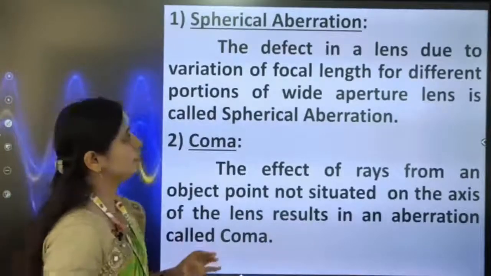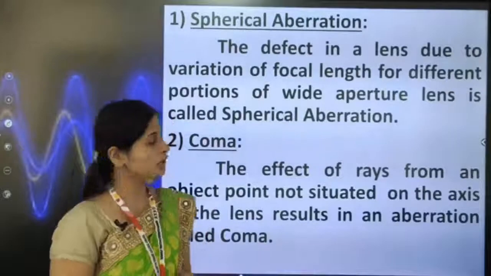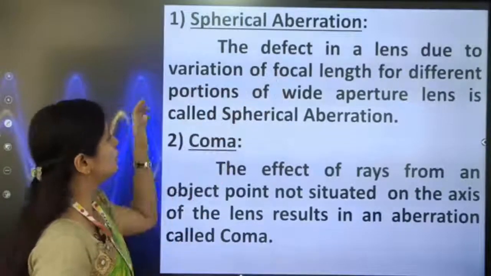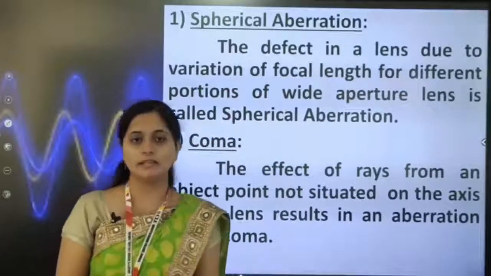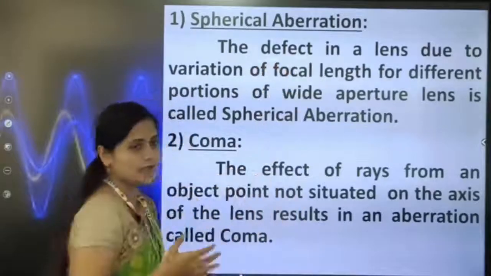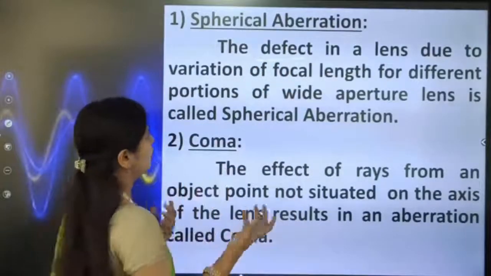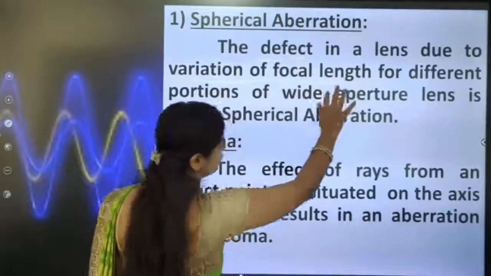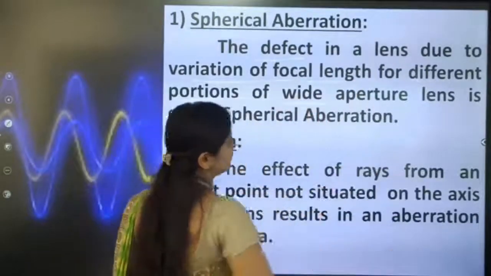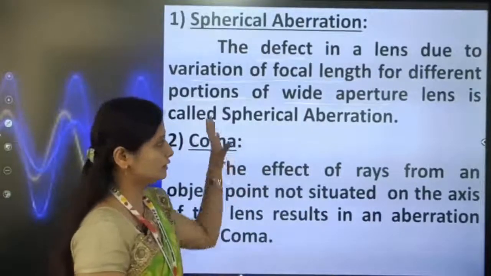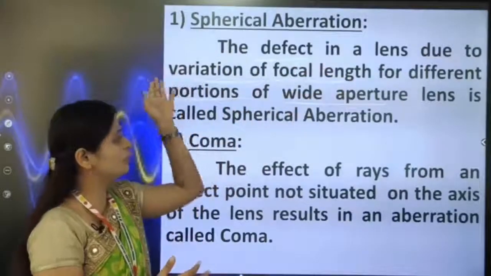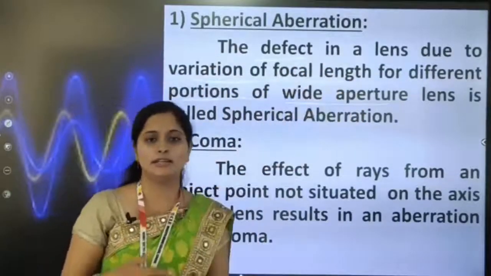So see here, first of all, spherical aberration. In spherical aberration, what happens? The defect in a lens is due to variation of the focal length. Aberration is nothing but a defect, so a defect in a lens will be produced. How is it produced? By the variation of the focal length for different portions of a wide aperture. Got it?